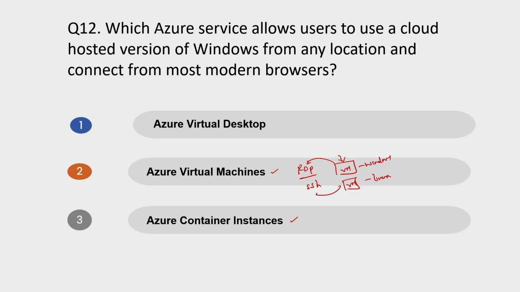If I am able to access the Windows operating system using the browser, that means Azure Virtual Desktop or Azure VDI. This will be the right answer. Azure Virtual Desktop is a service where you can access the desktop which is provisioned inside Azure. You will be able to connect to the virtual desktop using the browser.